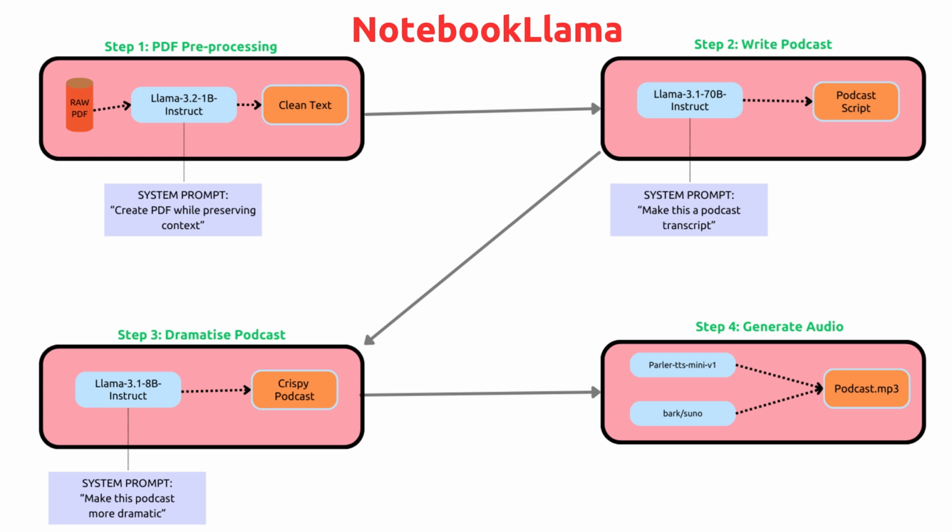text into a podcast-style transcript. This larger model was chosen specifically for its superior creative capabilities in generating conversational content. Third, the dramatic enhancement stage utilizes Llama 3.1 8B Instruct to add natural dialogue elements and improve the overall flow of the conversation.